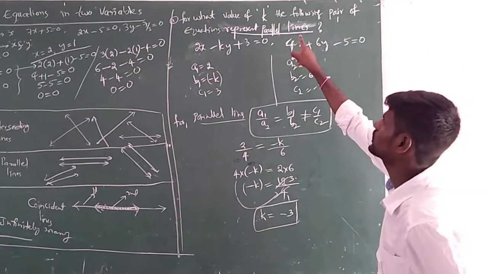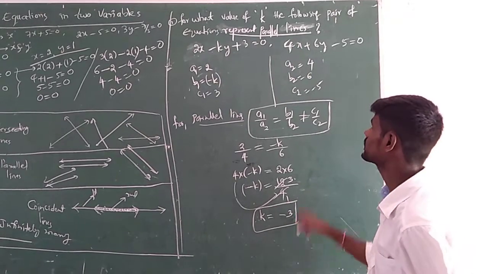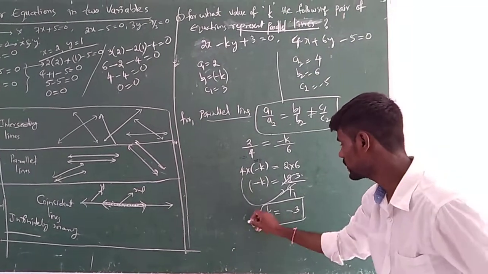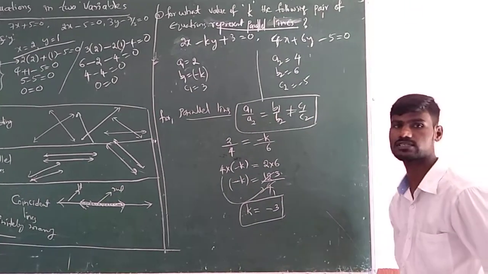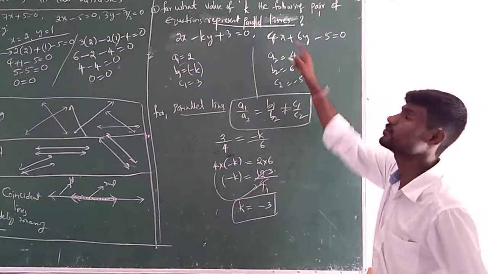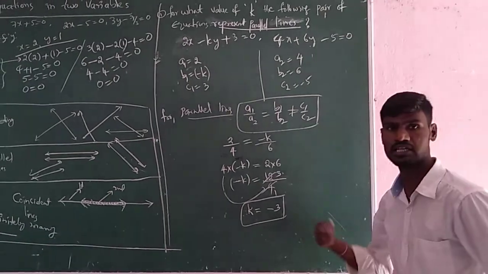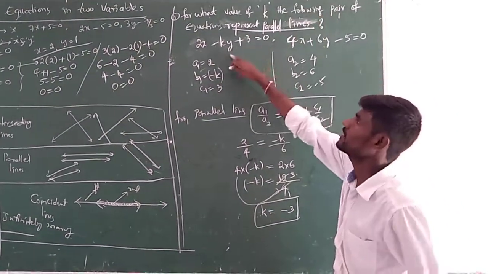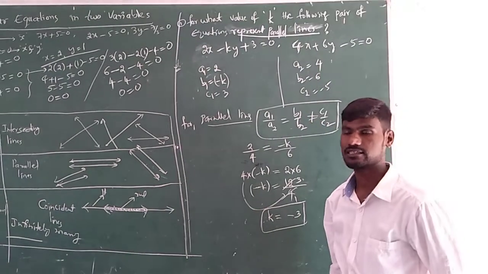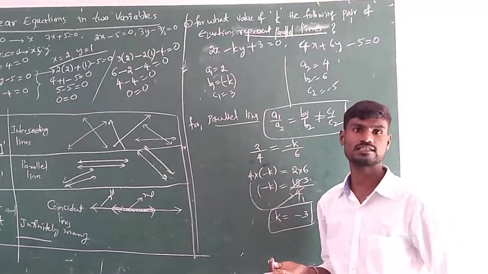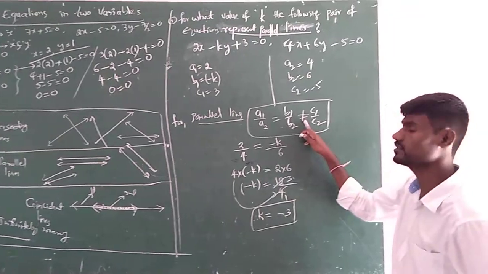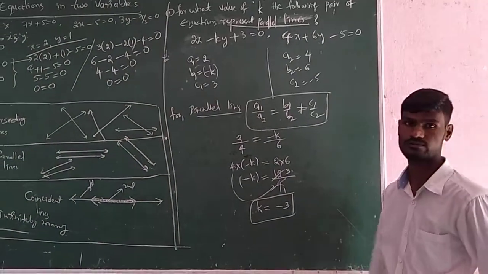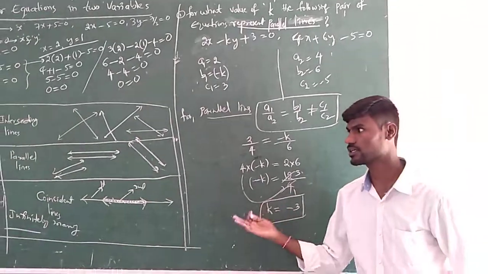What does it mean now? For what value of K? The question means: for K equal to minus 3, the given pair of equations represent parallel lines. In the next case they may ask about the third condition: for what value of K does the given pair of equations have infinitely many solutions? In that case, you need to equate with C1 by C2 also. Based upon that, we can get some other problem. Next, we will go to the next topic in this chapter.